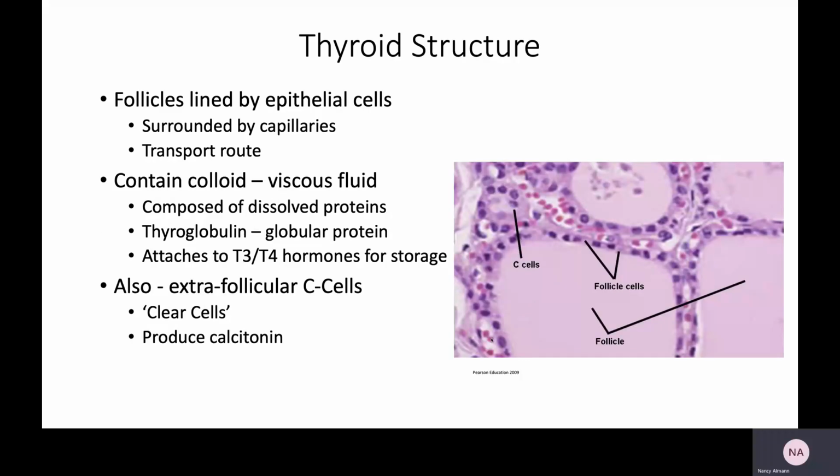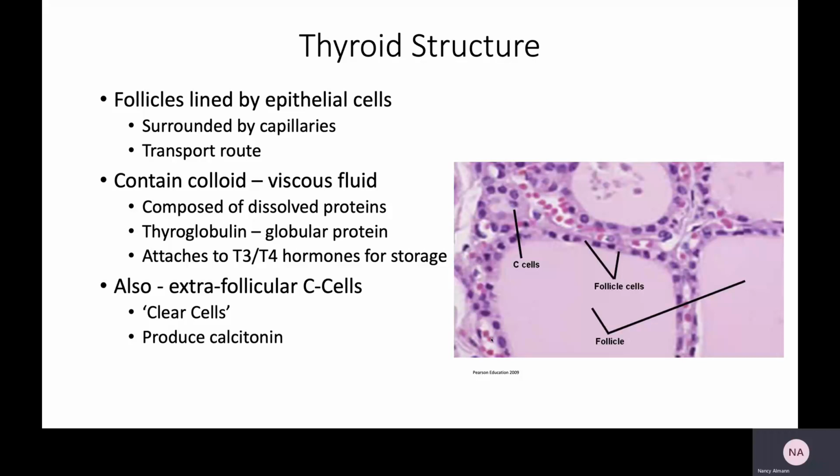So let's look at follicles. Again, they are formed by simple cuboidal epithelial cells. They're going to be surrounded by capillaries, which are going to provide a transport route for the hormones that the thyroid produces.